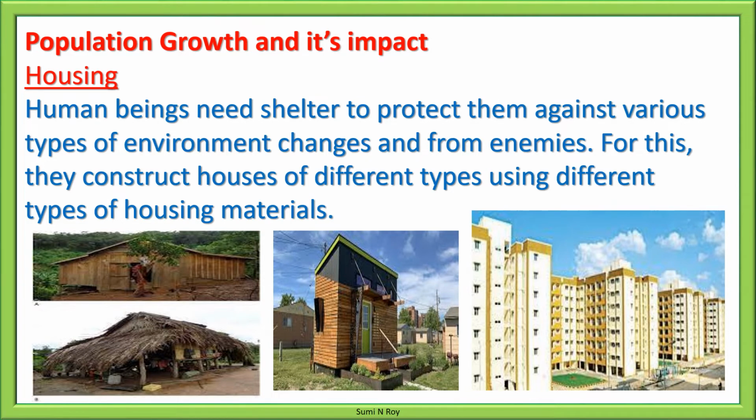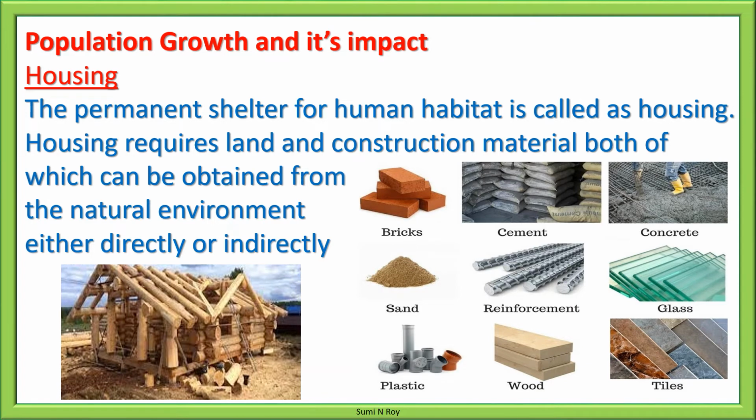One more impact of population growth is on housing. Human beings need shelter to protect them against various types of environmental changes and from enemies. For this, they construct houses of different types using different types of housing materials. The permanent shelter of human habitat is called housing. Housing requires land and construction material, both of which can be obtained from the natural environment, either directly or indirectly.